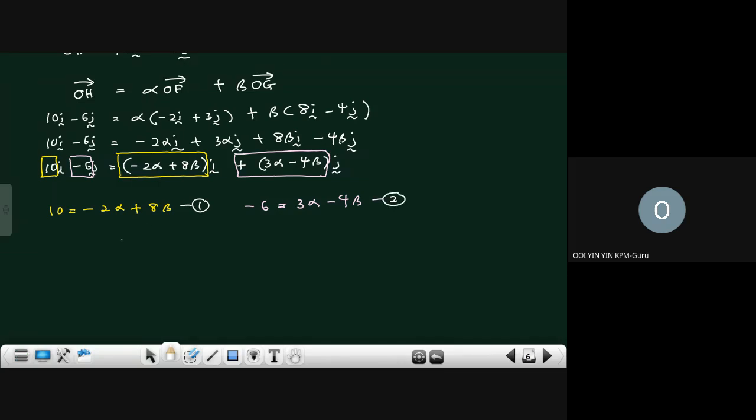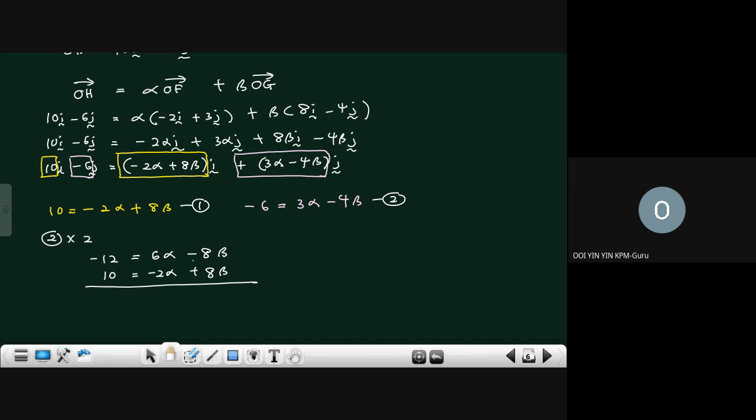Solve your simultaneous equation. Okay, now we have our beta here 8, right? And then our beta here is negative 4, right? Why don't we use our second equation? We multiply with 2 and then we get negative 12 equals to 6 alpha minus 8 beta. This is from your equation 2. And then after this, you write down your equation 1 here, 10 equals to your negative 2 alpha plus 8 beta.